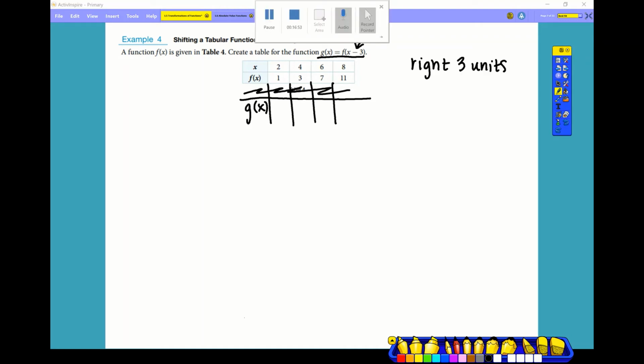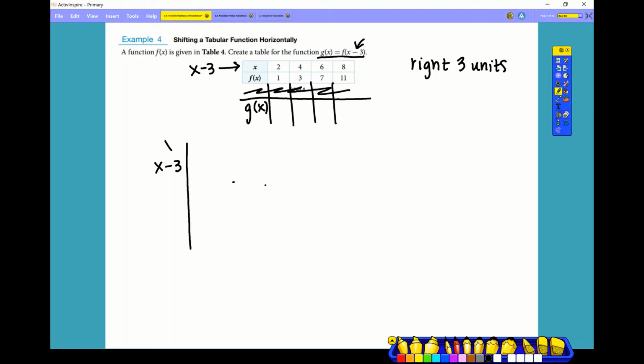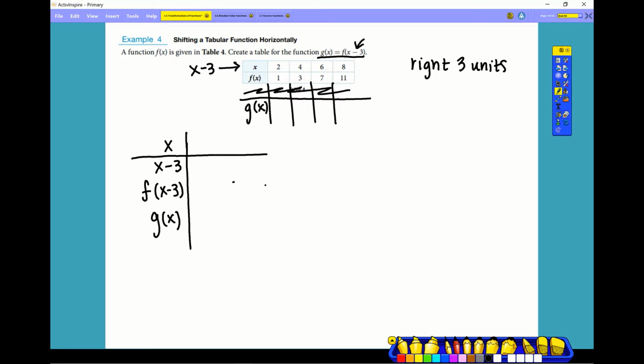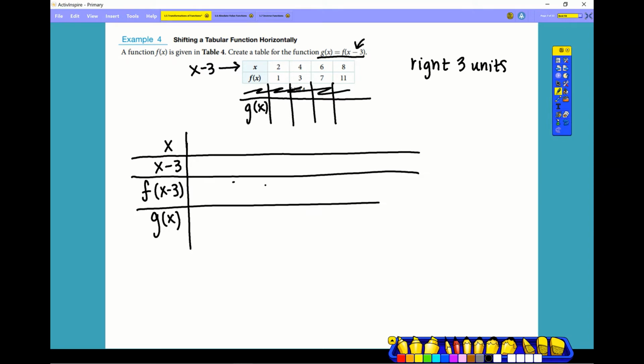Here, we're going to have to create a new table. So we now take our x's and they become the x minus 3's, that group. So we'll have x minus 3, and then we'll have an x, and then we will have x minus 3, and then we can have g of x. And we'll see something right here. So, 1, 2, 3, 4, pretty big table, my apologies.